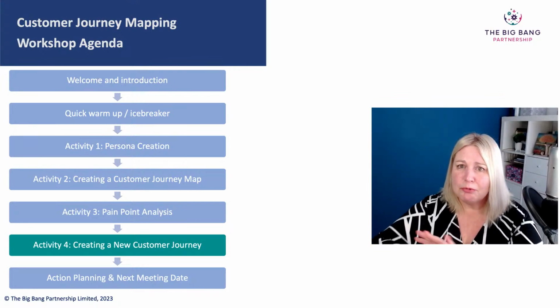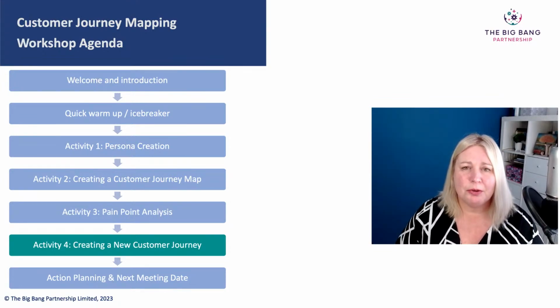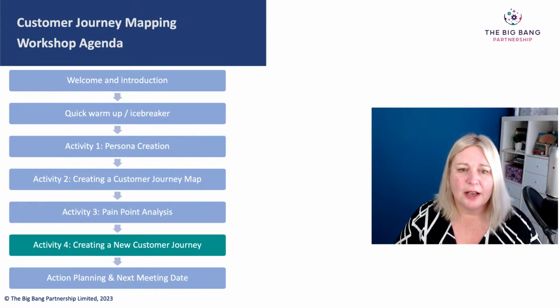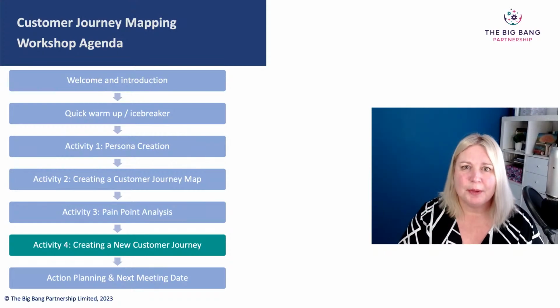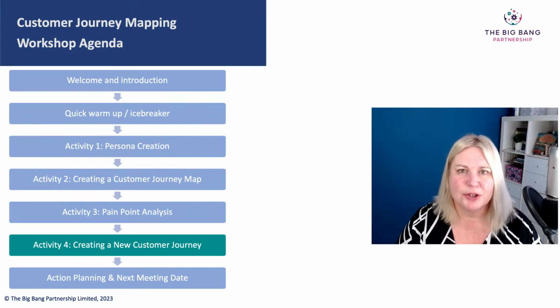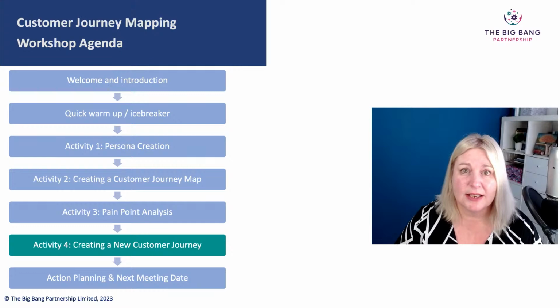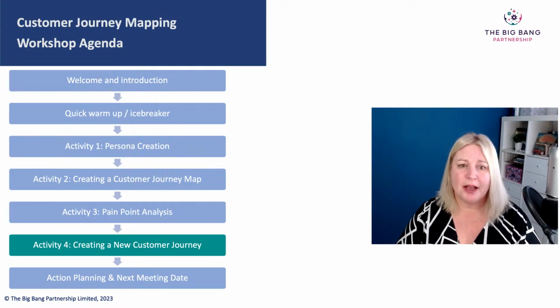So you rewrite your map, the map that you created before, and you map it out as it should be. So you've done the as is, now you're going to create the ideal customer journey that incorporates all the ideas that you've had from activity 3, the pain point analysis.